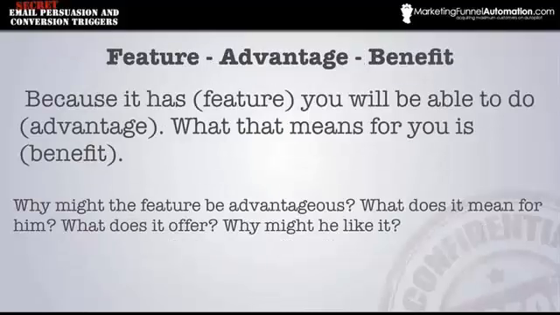So here's kind of how this works, and then I'll give you an example. It works that, because your product has X feature, you'll be able to do Y. And what that means for you is A, right? Or ABC. And so because it has this, you'll be able to do the advantage. And what that means for you is this. So we could say, for example, because it has a word-for-word transcript, you will be able to read and reread and reference back over the material as often as you want.